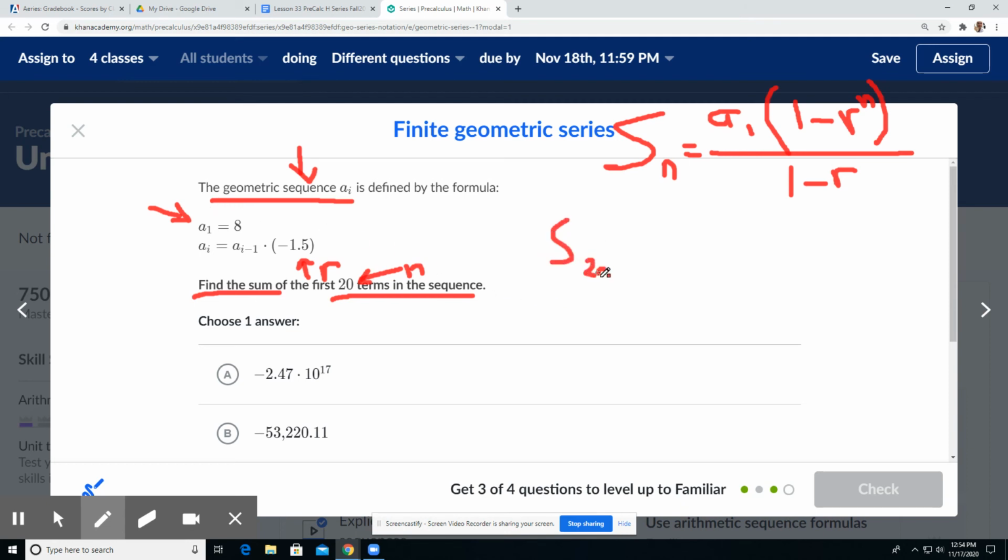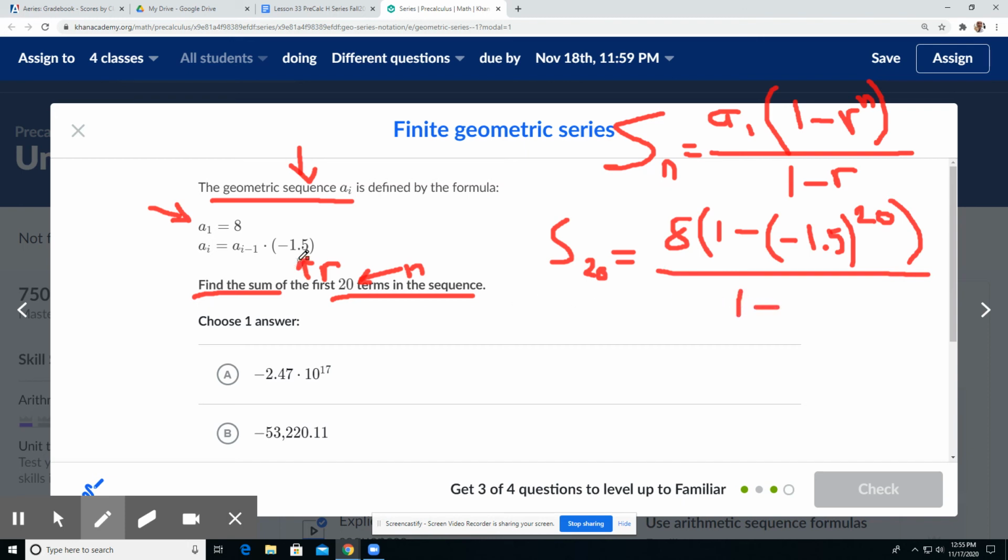The sum of the first 20 terms is equal to 8, times a sub 1 is 8, 1 minus r is negative 1.5. Notice how I put this in parentheses. It's a negative 1.5. That's our common ratio, so we have to preserve it. It's to the 20, and all over 1 minus our common ratio, negative 1.5. So we always want to use parentheses when we have that extra negative floating around. And let's go from there.